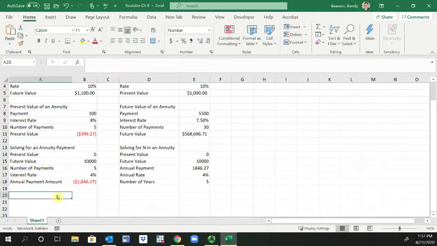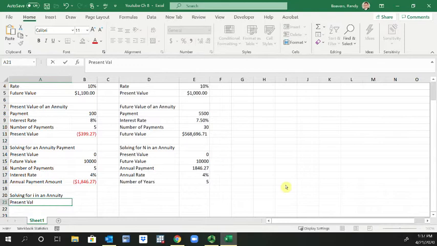So next I want to talk about how to calculate the interest rate for an annuity. So if I'm solving for I in an annuity, let's suppose we have the following scenario.